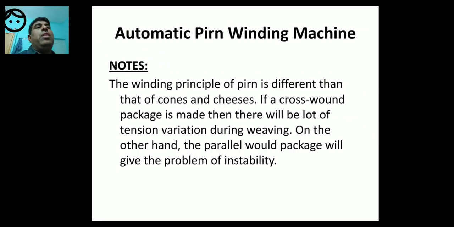Notes: the winding principle of pern is different than that of cones and cheeses. If a cross-wound package is made, then there will be a lot of tension variation during weaving. On the other hand, the parallel wound package will give the problem of instability.